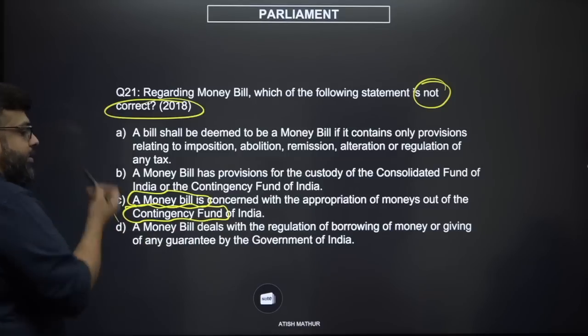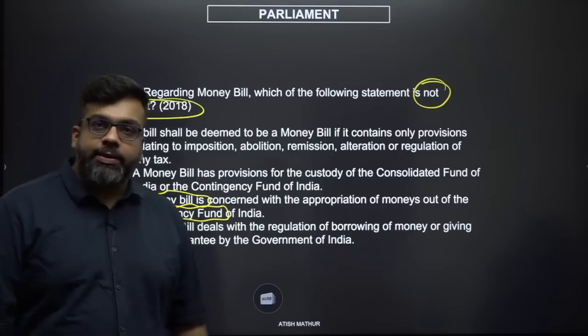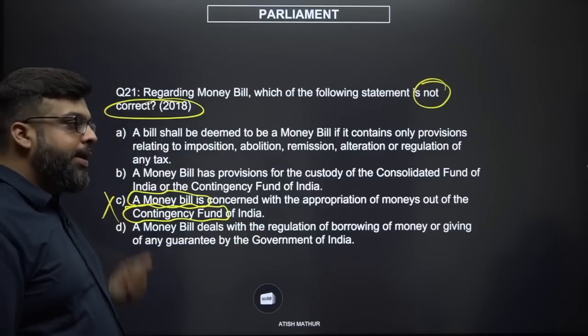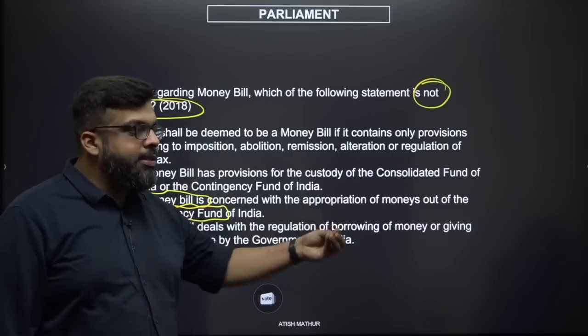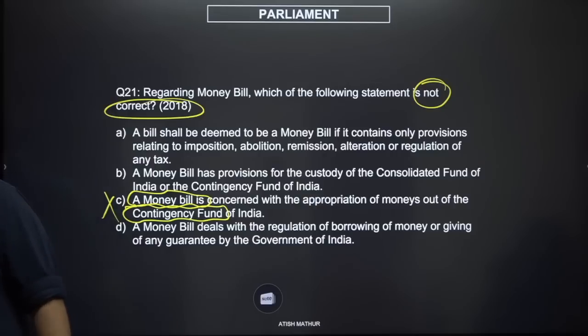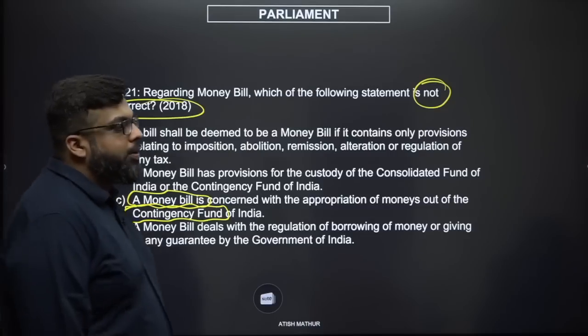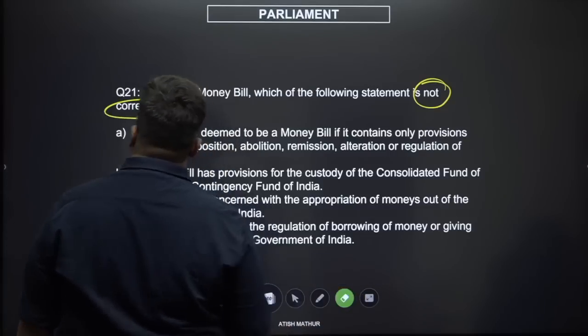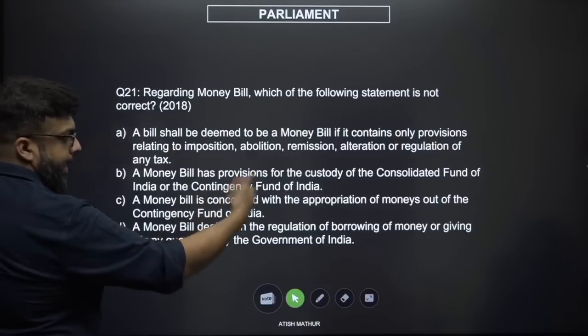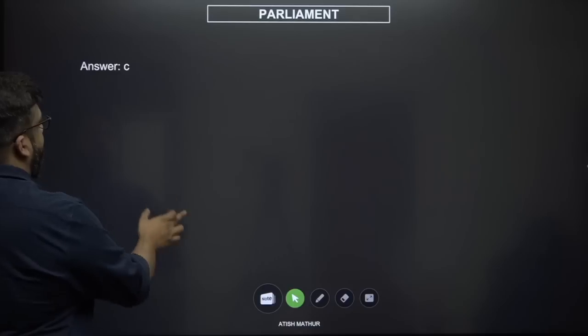This is why, on a straight application, this is wrong. You can take the money out and then later get parliamentary sanction, but immediately, you do not need a parliamentary sanction for taking money out of the Contingency Fund of India. So C becomes your incorrect option, which is your right answer.